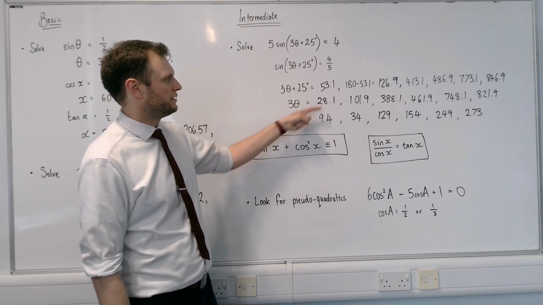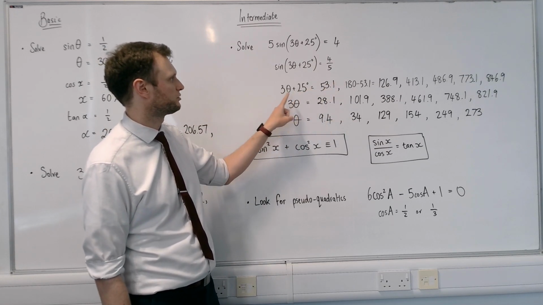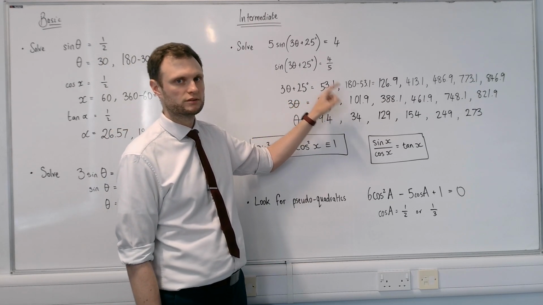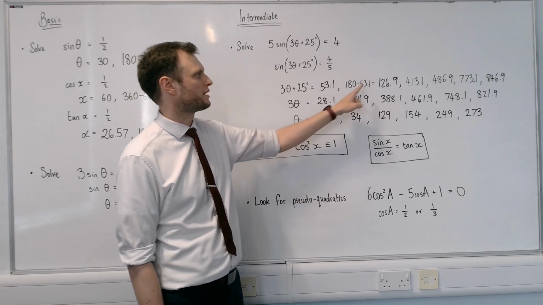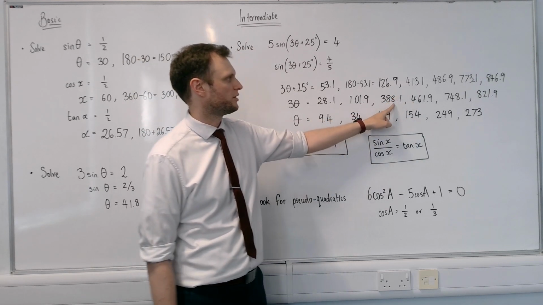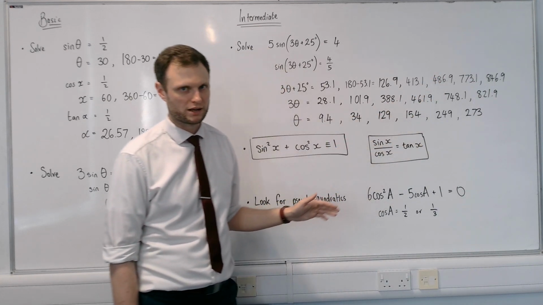And then for each of these, you're going to solve this equation. So imagine the first one, 3 theta plus 25 is 53.1. Take away 25, divide by 3. But you've got to do that for each answer. Take away 25, divide by 3 for each individual answer.